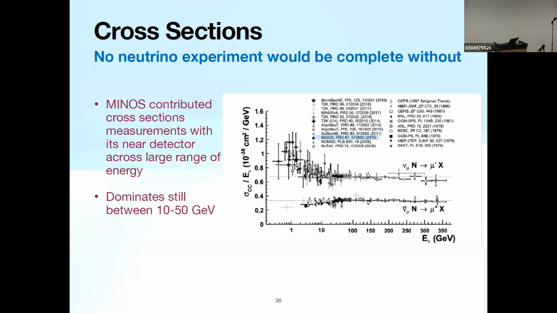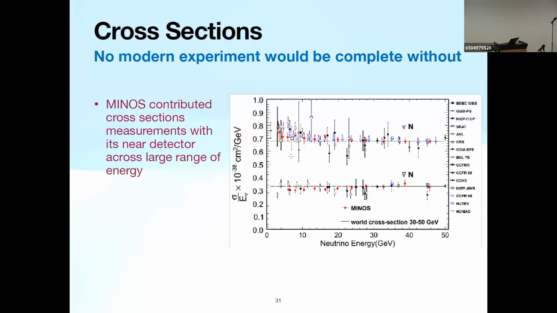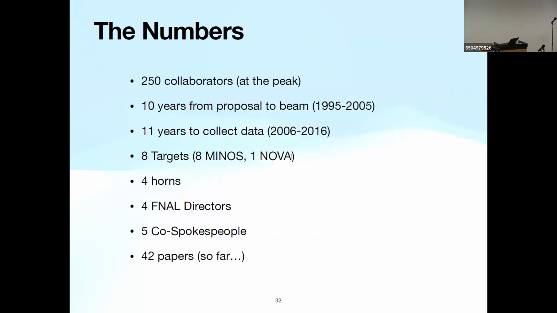Well, finally, no neutrino experiment would be complete without a cross-section measurement, and we did our bit there too. You can't really see, but our points are in here holding their own in a particular area, and our points are the red ones, which was the result from our paper.